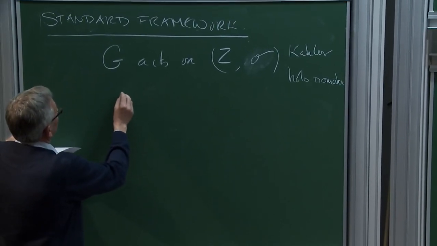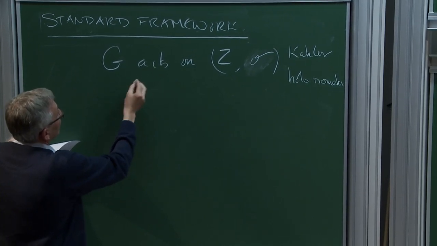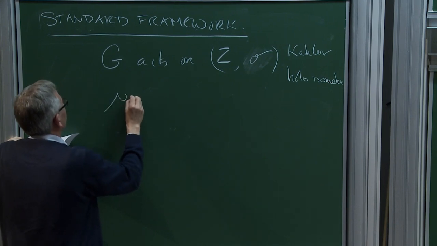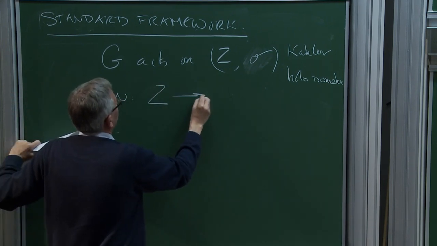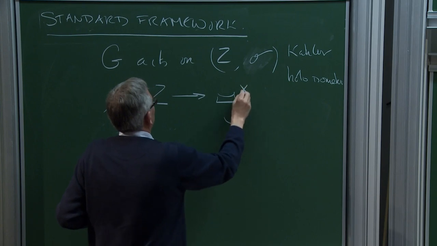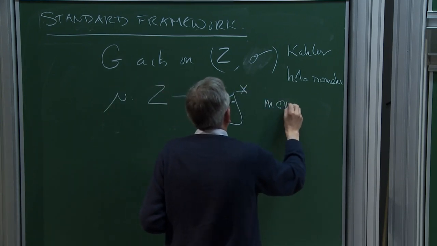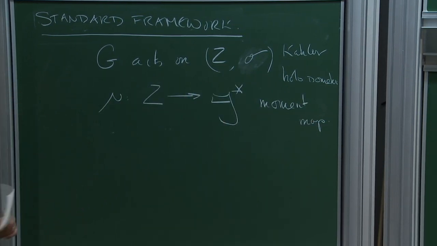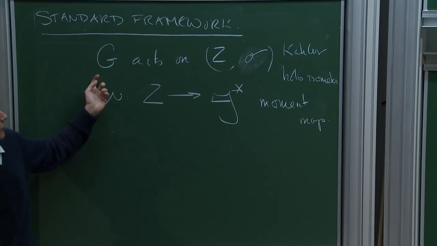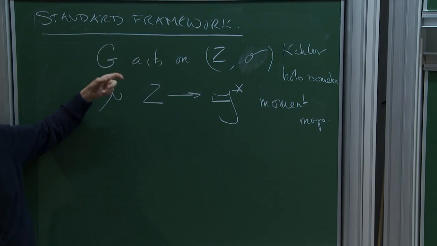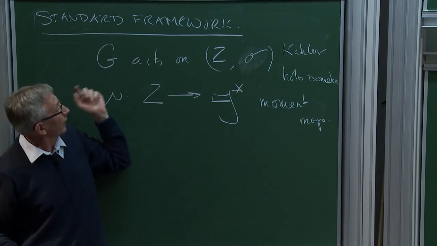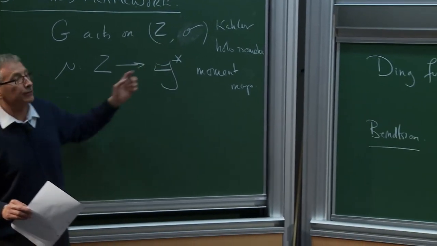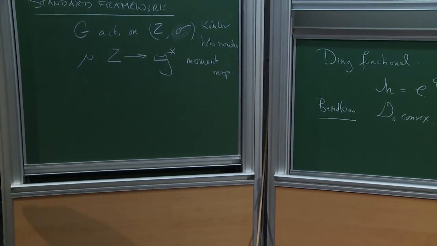So the relevant object I recall is that under favorable cases, we'll assume there's a moment map, an equivariant map, from Z to the dual of the Lie algebra of G. This is just the generalization of the concept of a Hamiltonian, which, if G was a circle, say, then we would know that the action would be generated by a Hamiltonian function.